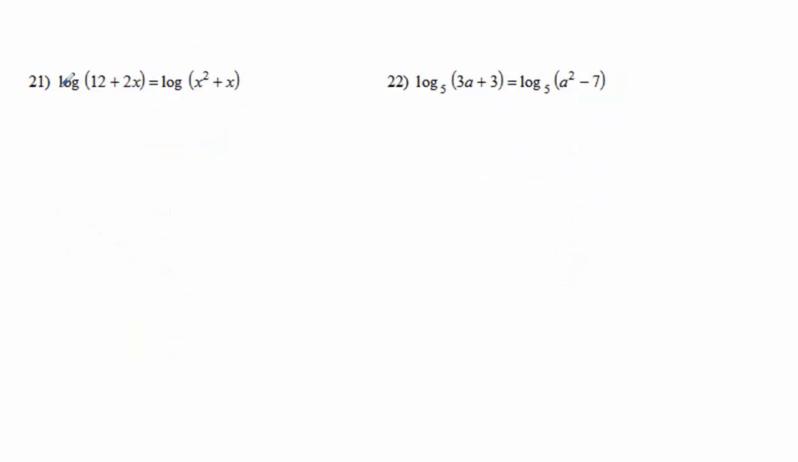Number 21, we have log on both sides, and it's not super important, but remember there's a 10 here if they don't write it. All that matters is they're the same logarithm, so they cancel each other out. And this is 12 plus 2x equals x squared plus x. Now, we want everything on one side. It's easier to move everything to the side that makes x squared positive, because it's easier to factor when x squared is positive. So I'm going to subtract 2x over here and subtract 12.